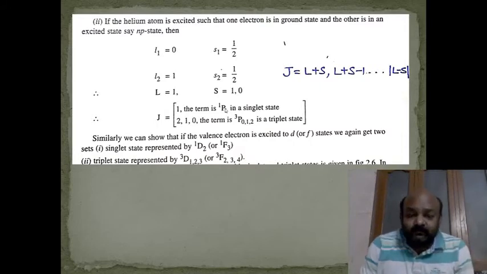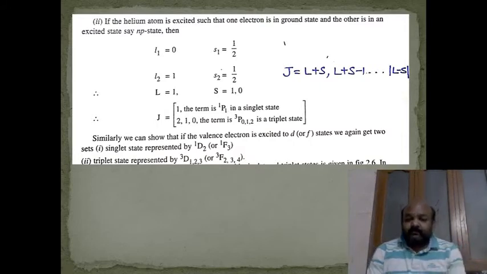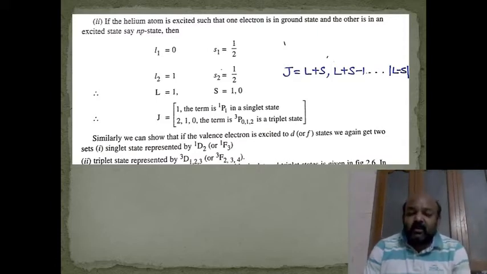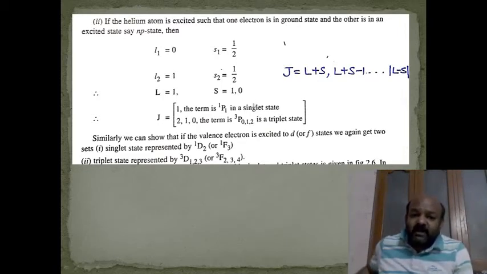And for this state, we have taken S equal to 0. So when we take S equal to 0, 2S plus 1 is 1, and the multiplicity of the state will come out to be 1. So this is a singlet state. In the singlet state we have one state, and in the triplet state we will have three states.